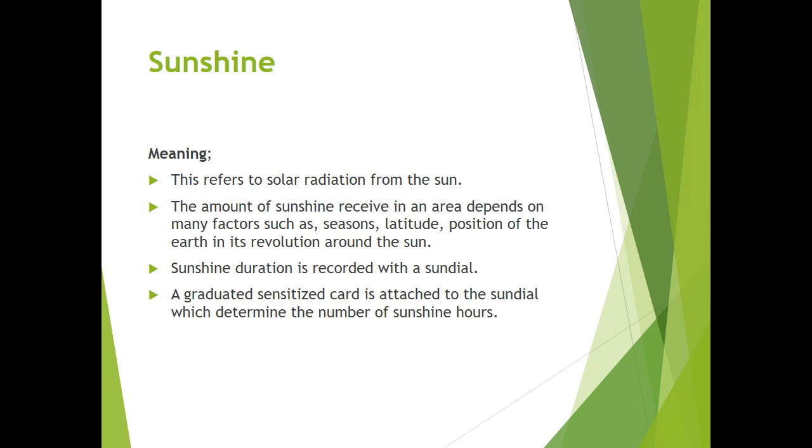Sunshine hours can be recorded with an instrument called a sundial or a sunshine recorder. Now a sundial consists of a graduated sensitized card attached to it, which usually burns a trace on the paper, and at the end of the day, the paper is removed and the trace is calculated in hours and is recorded. That takes us to the end of the lesson today.